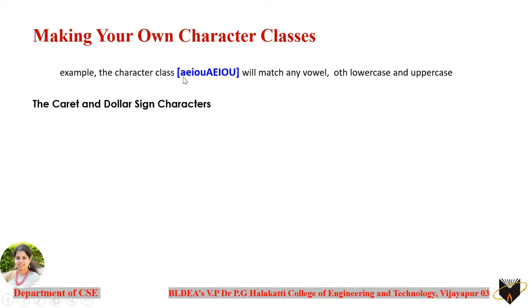So in this example, you can see we have taken lowercase a, e, i, o, u, and even the uppercase A, E, I, O, U. So this example, which has been included within the square bracket, will match any vowel with the upper and the lowercase letters. So all the letters that have been defined here will be considered for the pattern matching here. So we'll see with an example now.